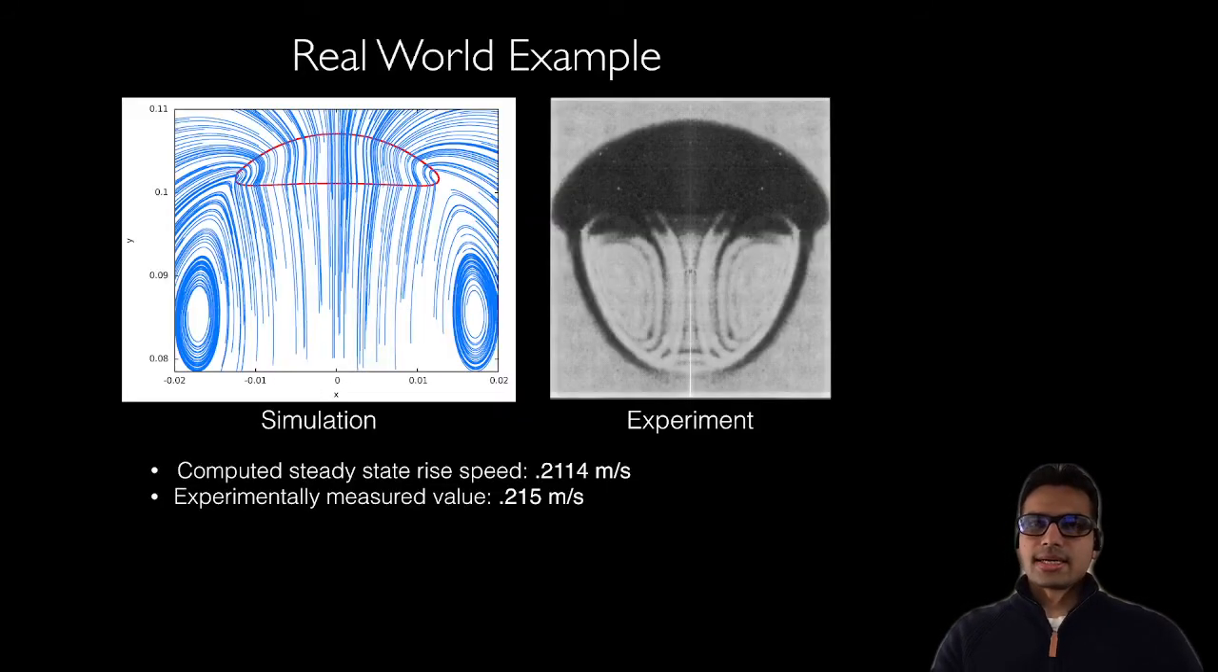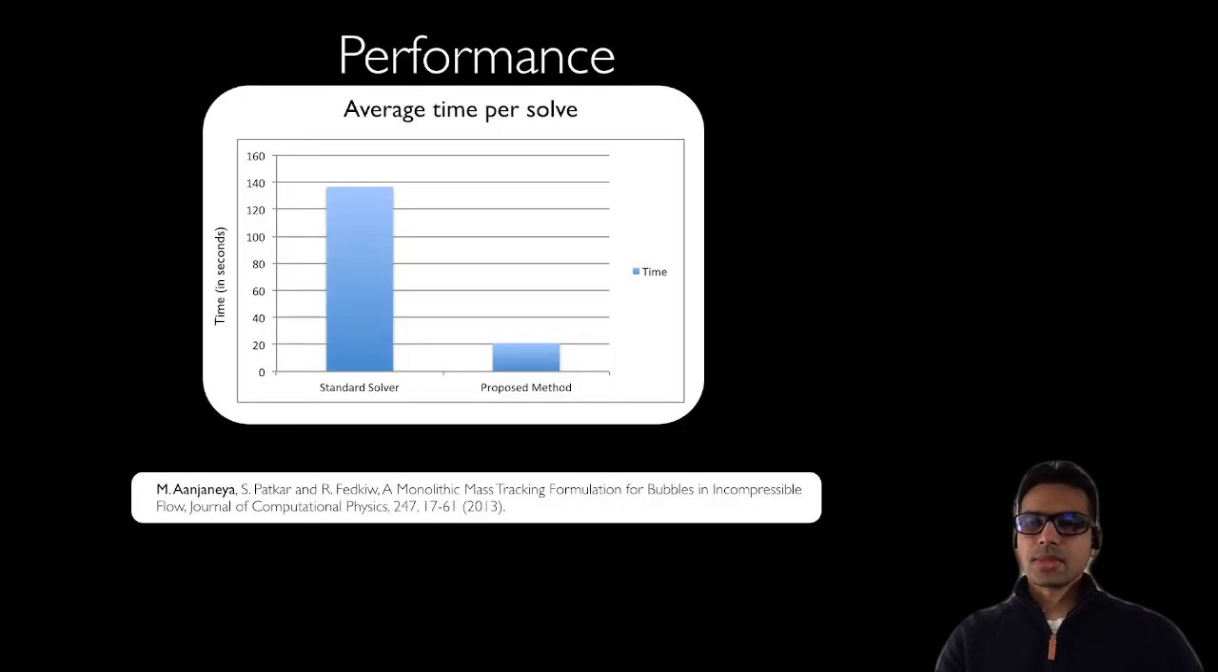Basically, we had found that compared to real experiments, we can quantitatively match some features, such as the steady state rise speed, which we can get very, very closely. But the velocity streamlines are different compared to real experiments because of a highly simplified single pressure degree of freedom model for the bubble. Now, in terms of performance, this new solver is roughly 6 times faster than two-phase incompressible flow.